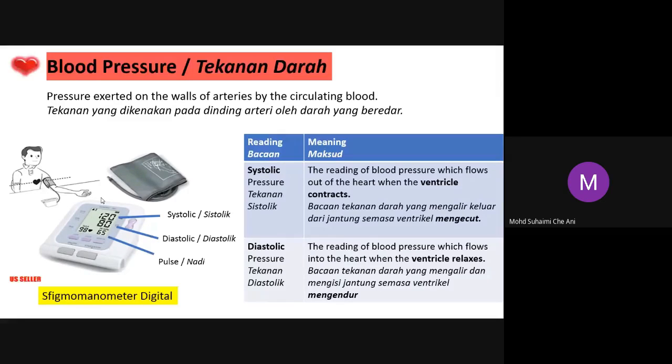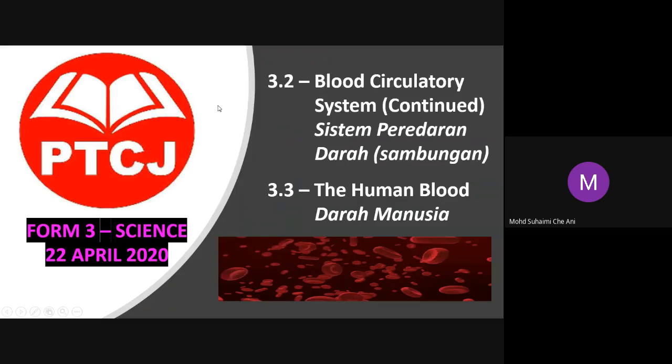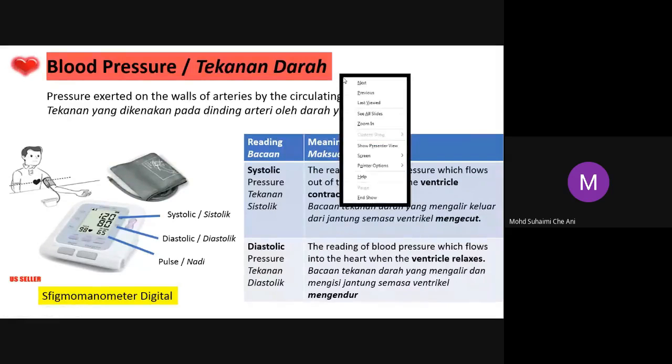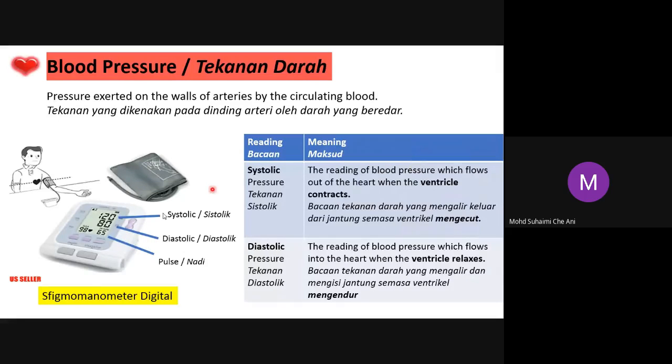If you go to the hospital, clinic, or even pharmacy, or even at home, you have this instrument called a sphygmomanometer digital. You wear it on your arm, turn it on, and it will pump and then give you numbers to indicate your blood pressure. There are three numbers that it will give you: the first number, the second number, and the third number.